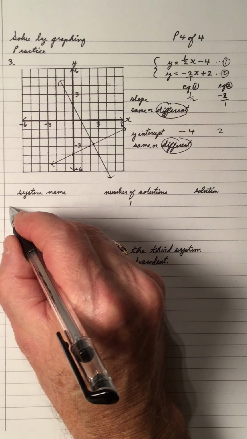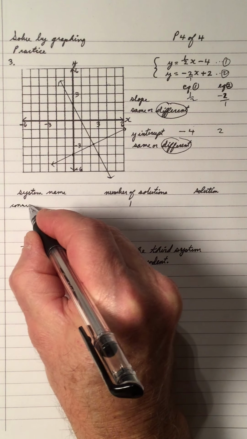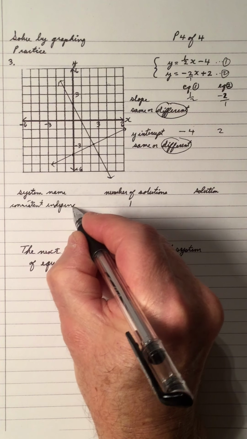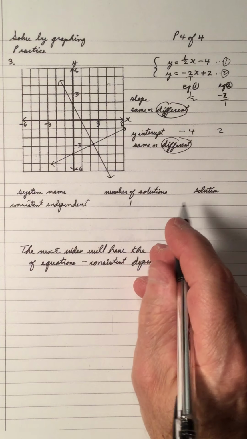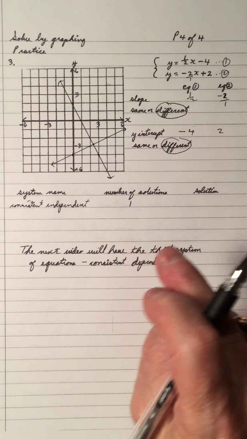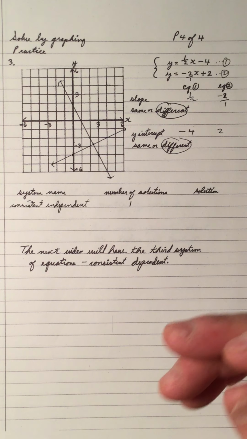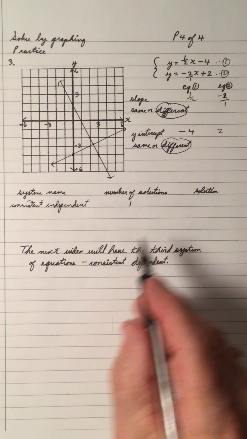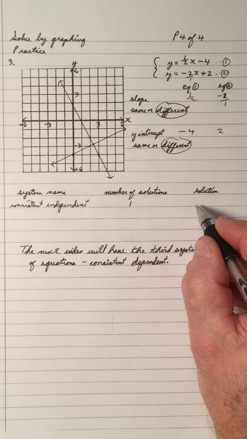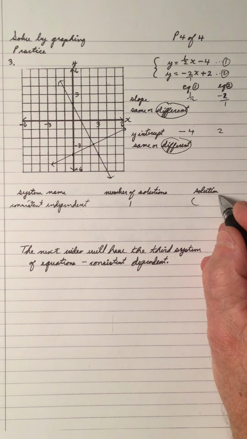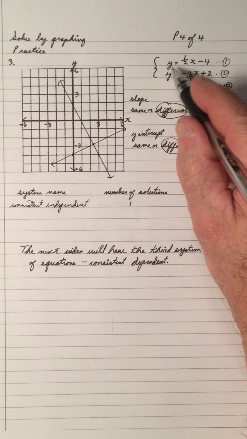I know the system is consistent, independent. But I did this on purpose, because you would not be asked to solve this by graphing. You would be asked to solve this by one of the other methods, which are called elimination or substitution. So I can give an approximation, but it won't be true, because whatever I put in here and put back in the equation won't make the equation true because I'm estimating.